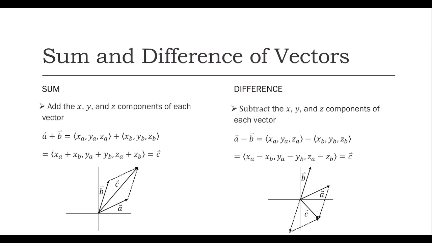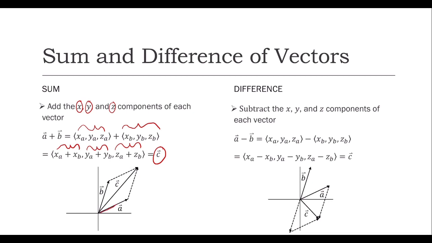So we can find the sum and difference of vectors. To find the sum, you'll add separately your x, y, and z components of each vector. So a plus b, if this was your a vector and this was your b vector, you would add your x components, your y components, and your z components to get your c vector.